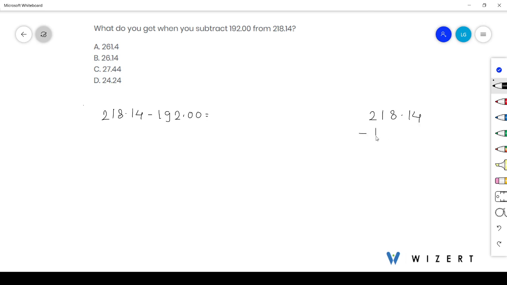218.14 minus 192. So 4 minus 0 is 4. Again 1 minus 0 is 1. 8 minus 2 is 6. Here 1 minus 9 is not possible, so we borrow from here. So that 2 will convert to 1 and that 1 will be 11. 11 minus 9 is 2. 1 minus 1 is 0. So it is 26.14.